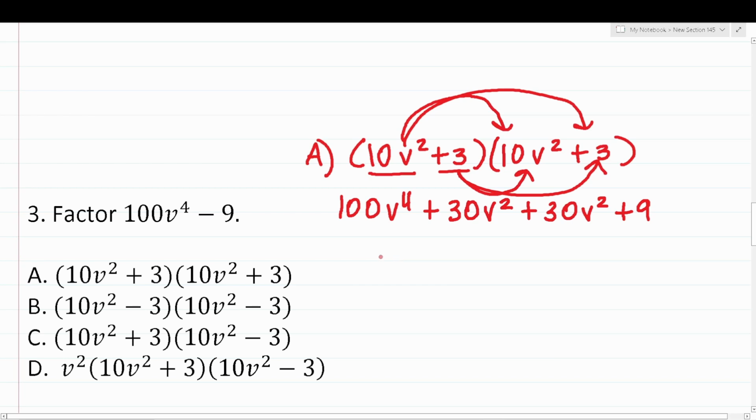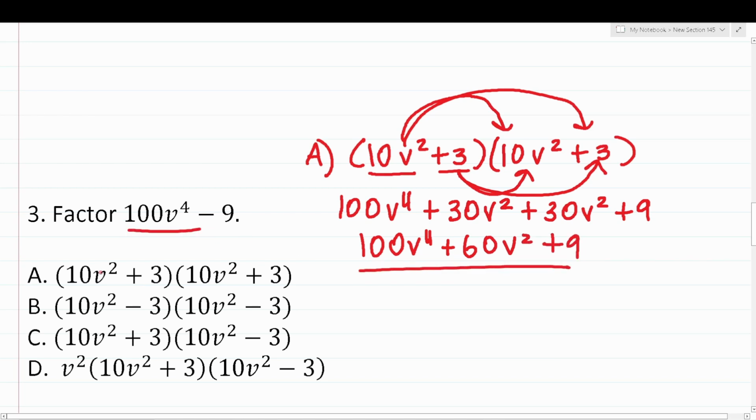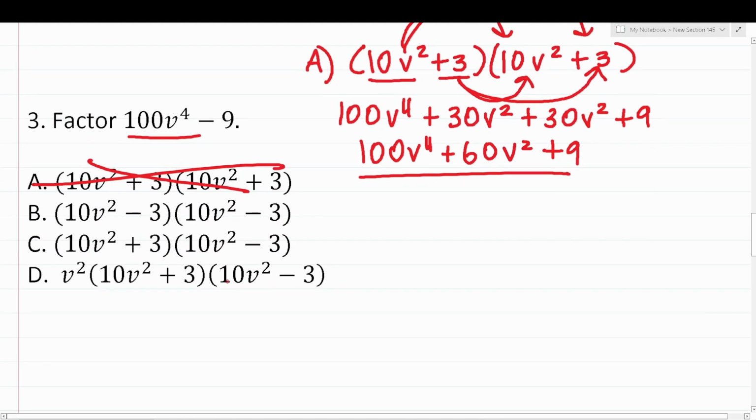Let's go ahead and simplify this by combining like terms, although at this point you could probably tell that it's not going to simplify to this polynomial here. So we have 100v to the fourth, 30v squared plus 30v squared is going to be plus 60v squared plus 9. Does this match this? It doesn't, so I know A is not going to work. All right, let's go ahead and take a look at B.